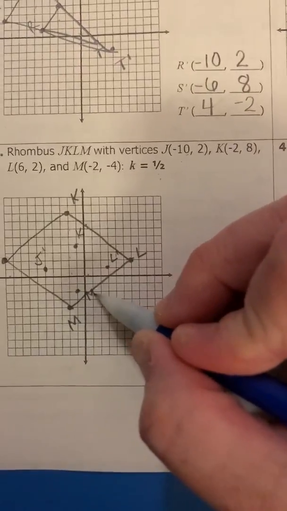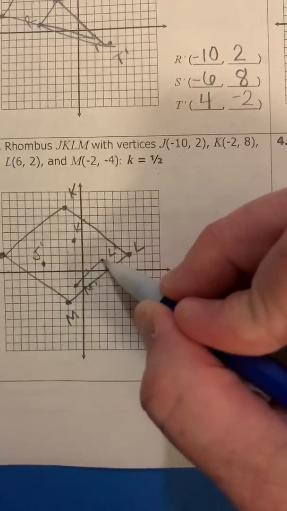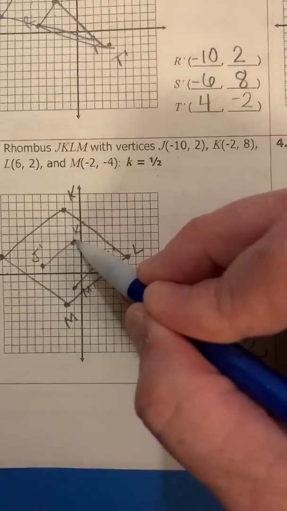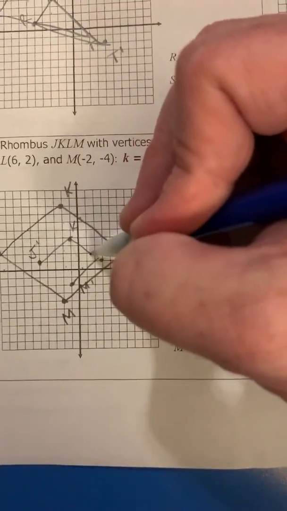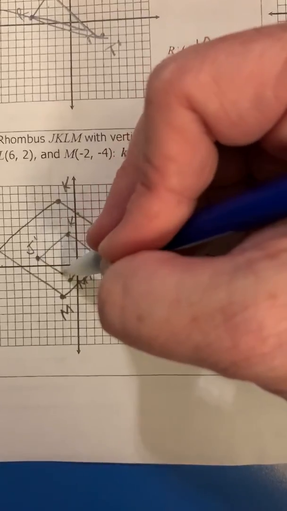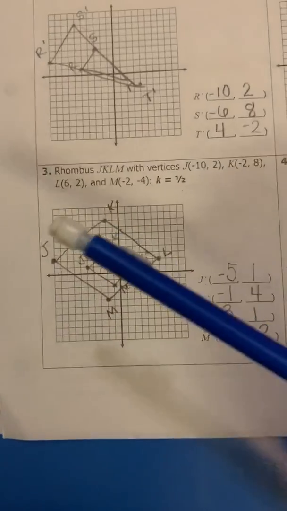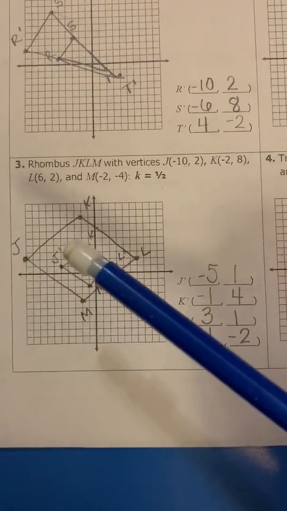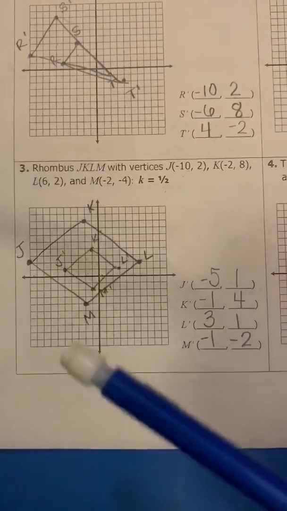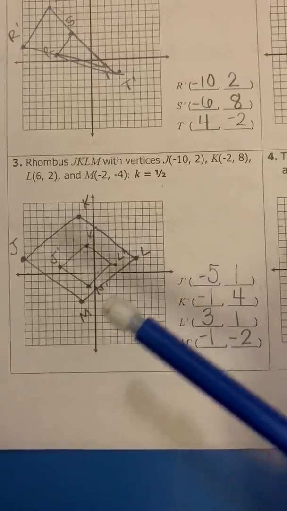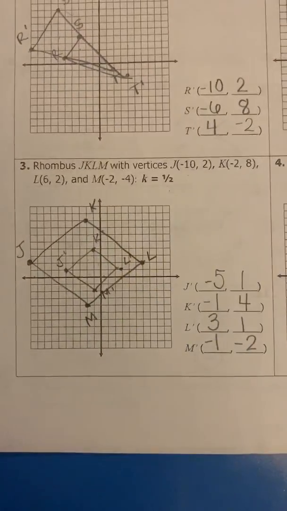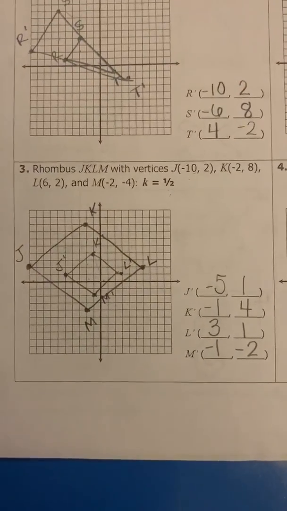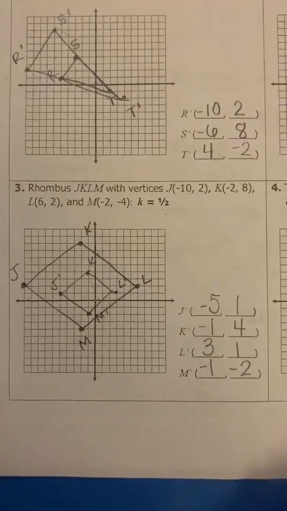So when I get all those in and I draw my figure, what I want you to notice is it did get smaller like we expected. It is a reduction, but also the points didn't change position in relation to each other. J is still between K and M. L is still between K and M. Everything is still kind of in its general spot. So that was the last example for now.